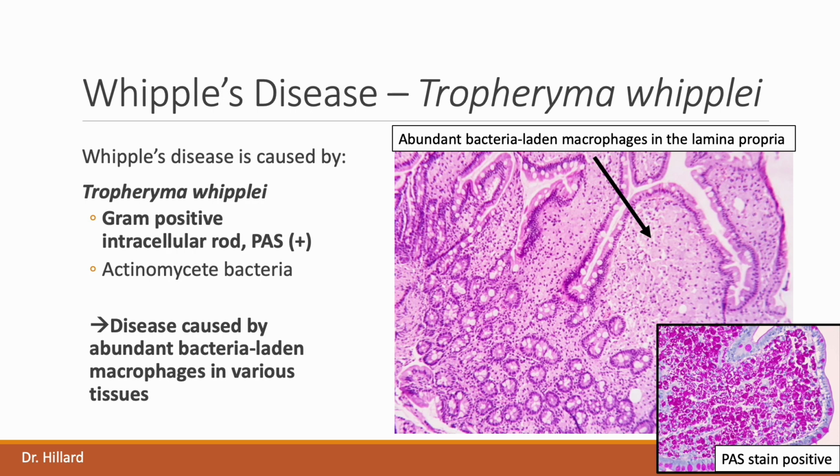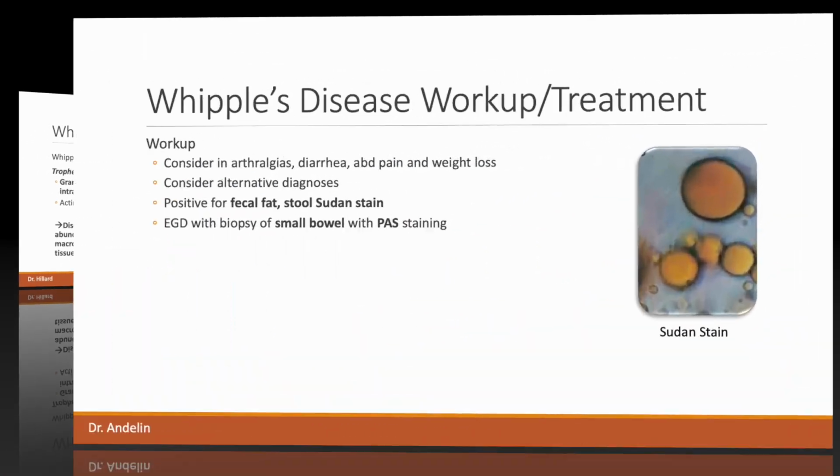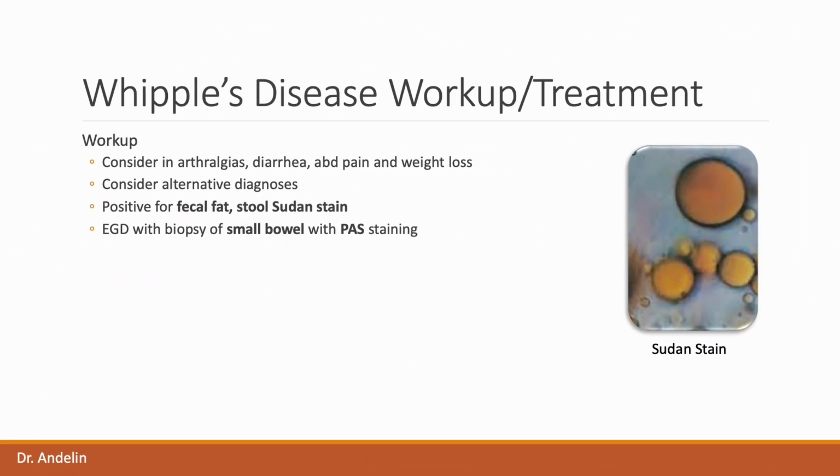Now, don't confuse this stain with an acid-fast mycobacterial stain used for acid-fast bacilli, because although Tropheryma whipplei is positive for PAS, it is not acid-fast positive. You may consider workup for possible Whipple's disease in patients with arthralgias, diarrhea, specifically steatorrhea, abdominal pain, and weight loss. Again, as this is very rare, you should certainly consider alternative diagnoses as well.